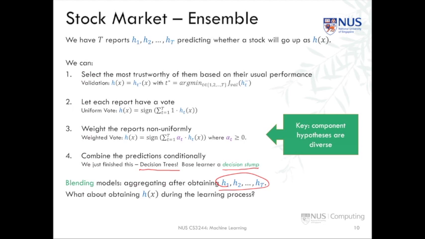A key component of this is that all of the component hypotheses need to be diverse, as we saw in the mention by one of the Netflix winners. If we have learners that are diverse, we can counteract the problem of having classifiers that are overly specialized and have high variance. But that's not the only thing we can do. We could perhaps obtain H while we're doing the learning process itself. What might that look like? Let's see in the next section.